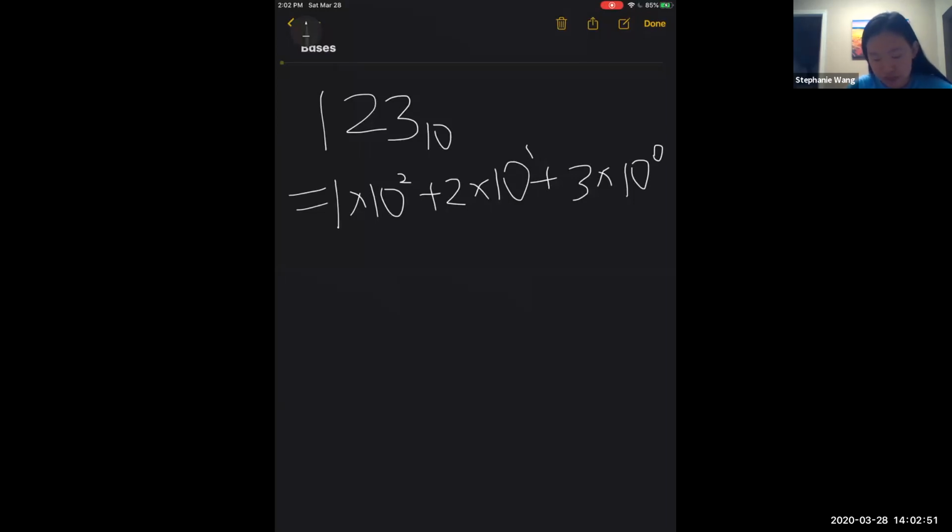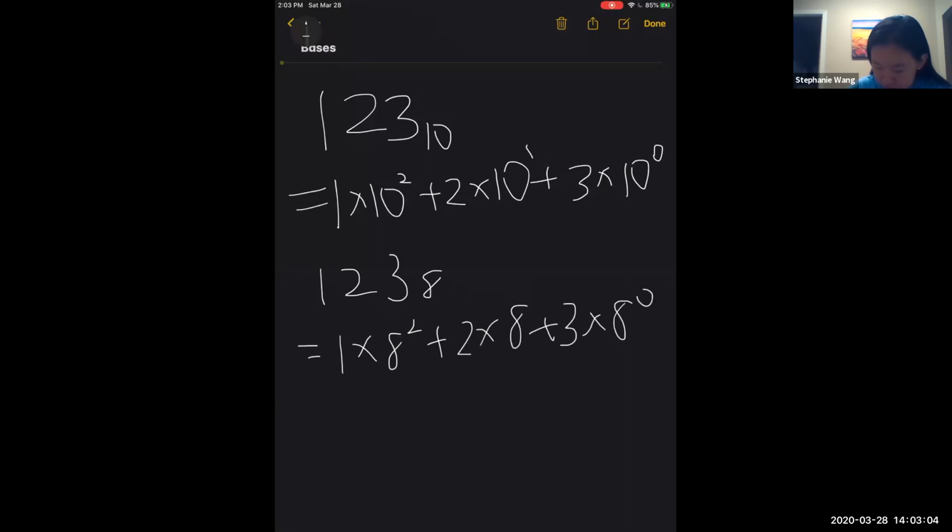But a lot of the time, questions can ask about different bases. For example, 123 base 8 would be equal to 1 times 8 squared plus 2 times 8 plus 3 times 8 to the power of 0. This number is completely different from the previous one because we're using a different base system.